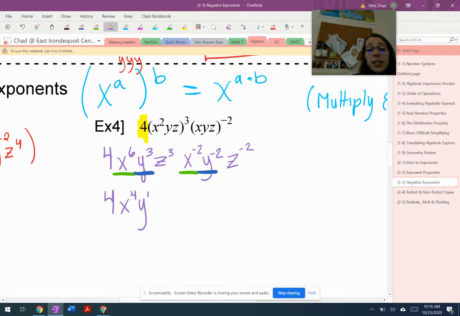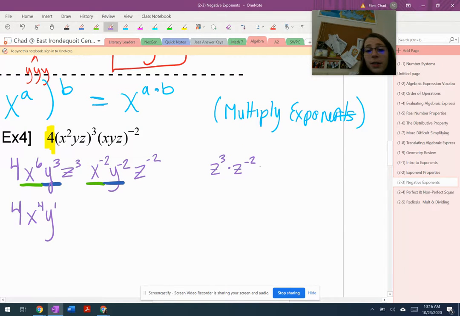And z cubed times z to the -2. I'm just going to expand that real quick. So z cubed times z to the -2 would look like z cubed over z squared, right? Because I'm moving that negative exponent to the bottom. Expand that out. 2 of them cancel. I'm left with that 1z on the top.